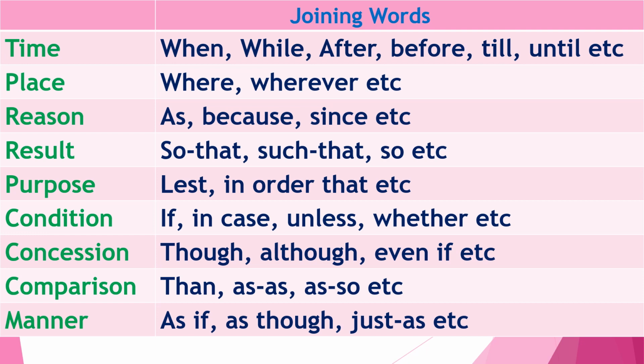If we find result, then we use so that, such that, so, etc. If we find purpose, we use lest, in order that, etc. If we find condition, we use if, in case, unless, whether, etc. If we find concession, we use though, although, even if, etc. If we find comparison, we use than, as, so, etc. And lastly, if we find manner, we find joining words as if, as though, just as, etc. So these joining words we find in adverbial clauses.